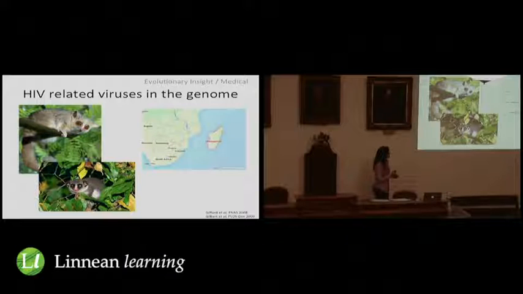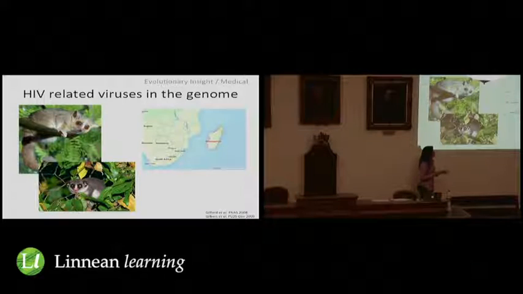But the genomes of these two particular lemurs, the fat-tailed dwarf lemur and the grey mouse lemur, who are endemic to Madagascar, revealed that lentiviruses, the family of viruses that HIV belongs to, have actually been infecting primate genomes for a very long time. So these particular lemurs colonized Madagascar 75 million years ago.